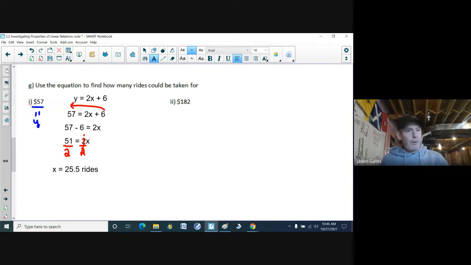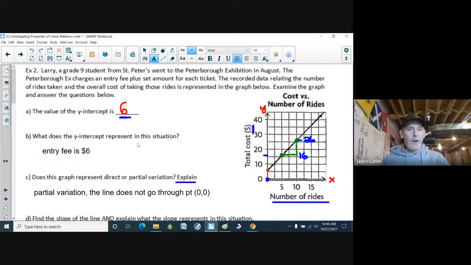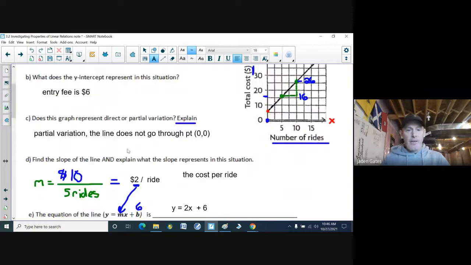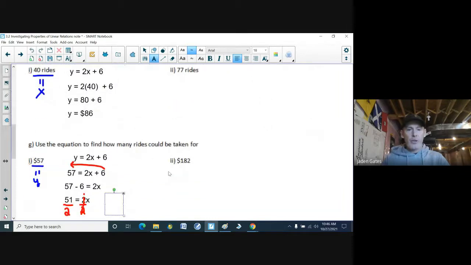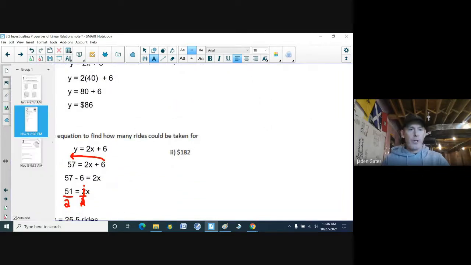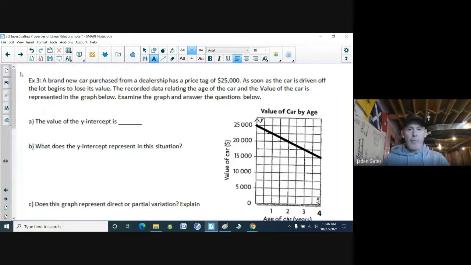All right, I'm going to try another one here. Start all over. But again, building on the things that we've done before, finding the y-intercept, finding the slope, coming up with an equation, and then using that equation to solve problems. All right, so let's do that again. Example 3. A brand new car purchased from a dealership has a price tag of $25,000. As soon as the car is driven off the lot, the car begins to lose its value. The recorded data relating the age of the car and the value of the car is represented in the graph below. Examine the graph and answer the questions.